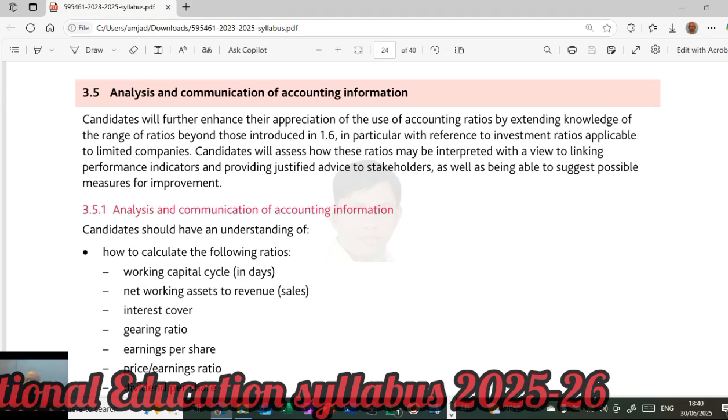So, this is in A level, so very important. Candidates will further enhance the appreciation of accounting ratios by extending knowledge of the range of ratios introduced in 1.6. Some ratios are already done in AS level. This is a further step ahead wherein you will have more critical ratios, very important, and how to correlate and apply the formula to use. But you have to strictly follow these formulae which are given in the material, so you are not supposed to follow any other formula.